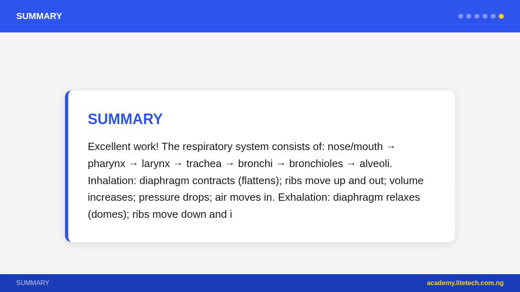For homework, draw a labeled diagram of the respiratory system and describe what happens to the diaphragm and ribs during inhalation and exhalation.